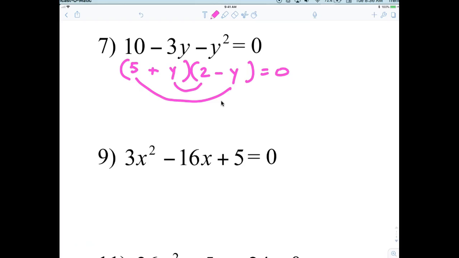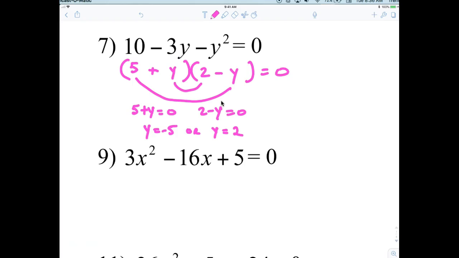Now we're setting the factors equal to 0. 5 plus y equals 0, 2 minus y equals 0. So y equals -5 or y equals 2.